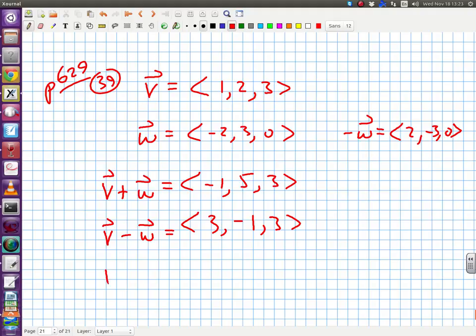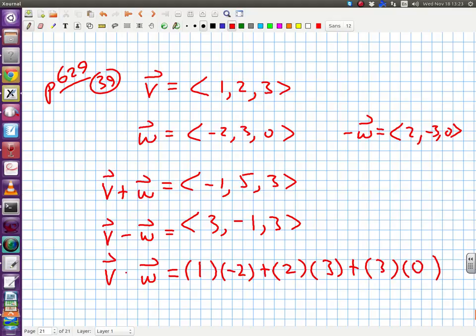What about V dot W? Well, Cartesian-wise, it's delta x times delta x plus delta y times delta y plus delta z times delta z. So take a look at your V's and W's. Delta x times delta x plus delta y times delta y plus delta z times delta z. And so you get -2 plus 6 plus 0 is 4. All right, that's if you do it Cartesian-wise, using x's and y's and z's.